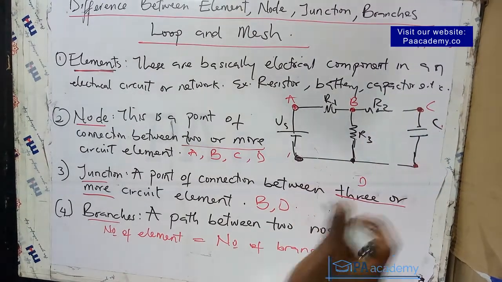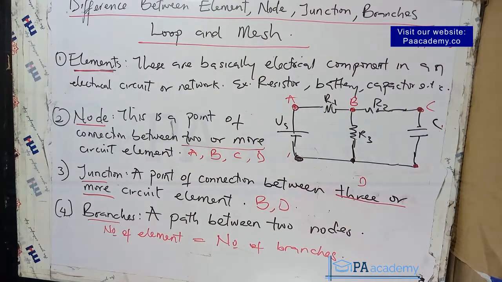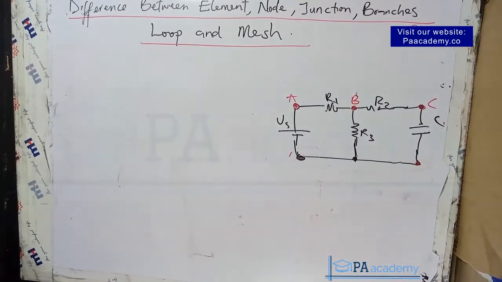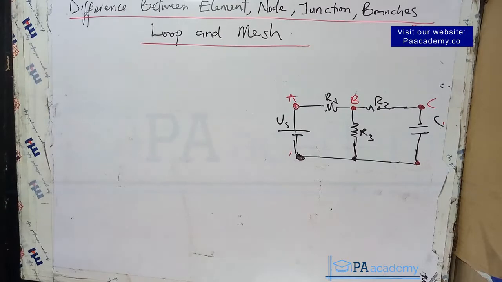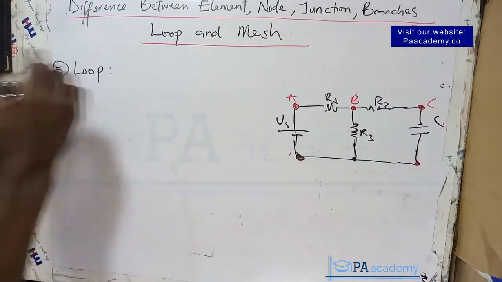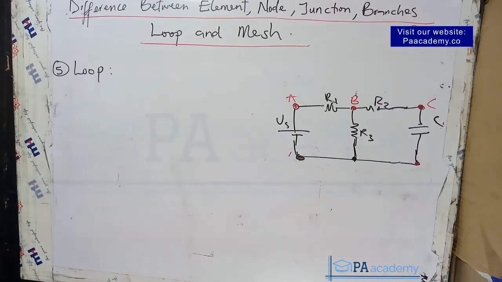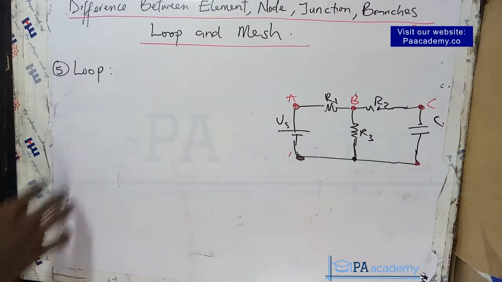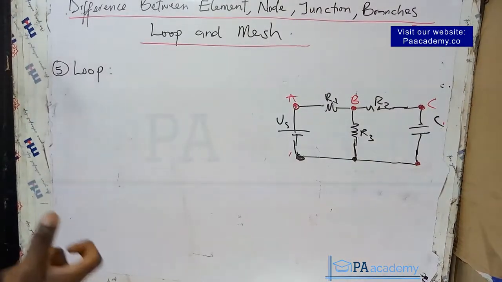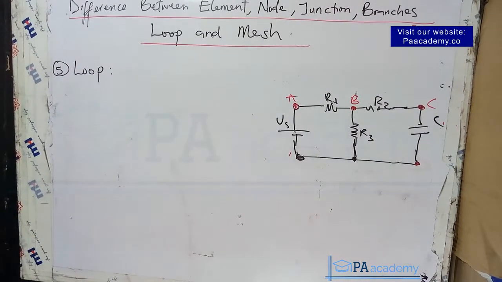So let me join those lines back. So far we've looked at 4. Now we have 2 more to look at, which are the loop and mesh. Alright, so let's continue. That is the 5th one, which is loop. I want you to pay attention to this very clearly, because if you can understand the difference between loop and mesh and generally everything, it will make it easier for you when we start looking at mesh analysis, supermesh, Norton's theorem and Thevenin's theorem and analysis.